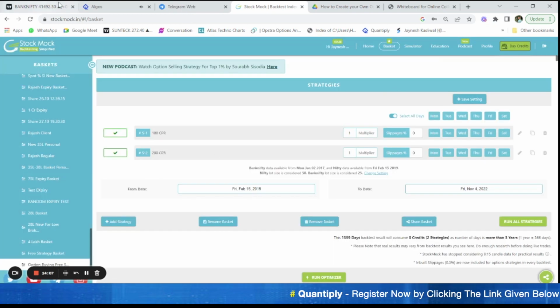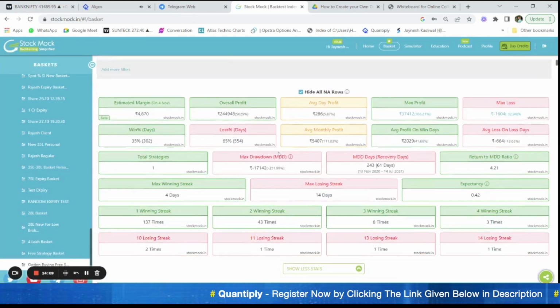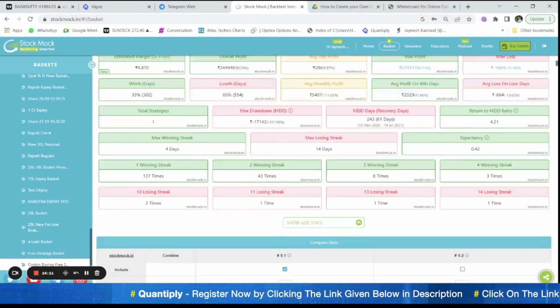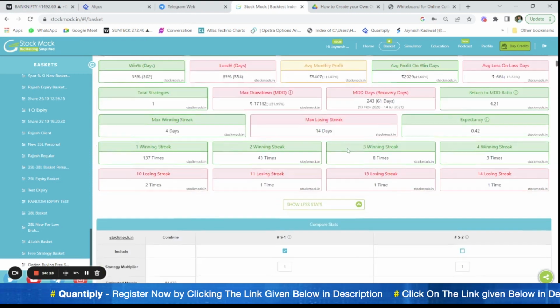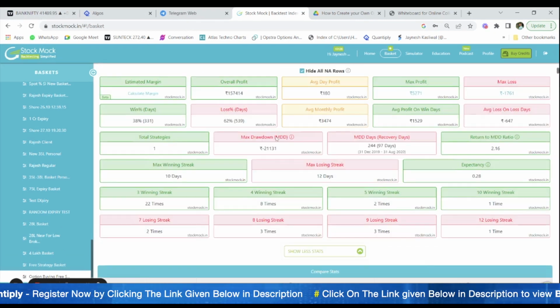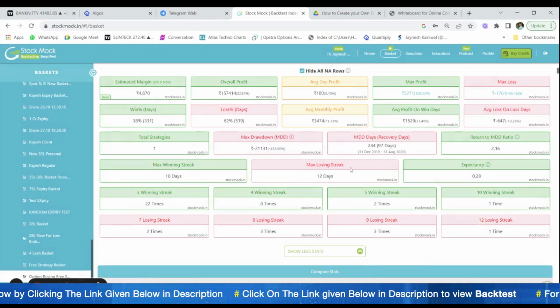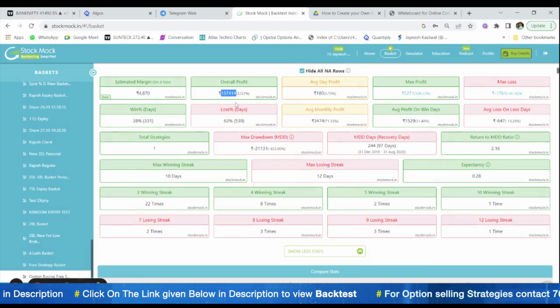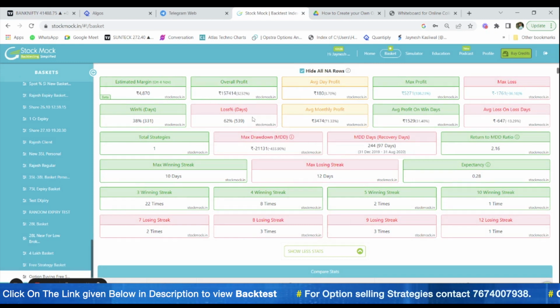So if we run the systems together, let's check the backtest result of system number 2 here, S2. If we look at the backtest result of S2, we can see that the profit percentage is less. Why? Because we are running the strategy in the afternoon. The MDD days is 244. Similarly, expectancy is lower, obviously.